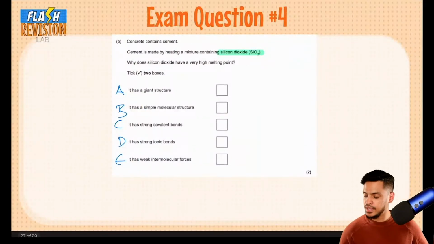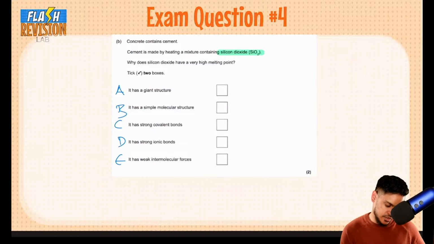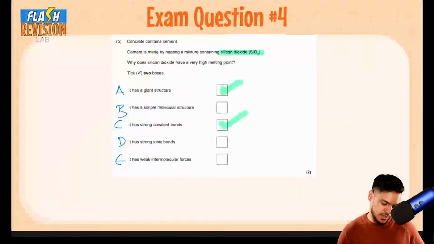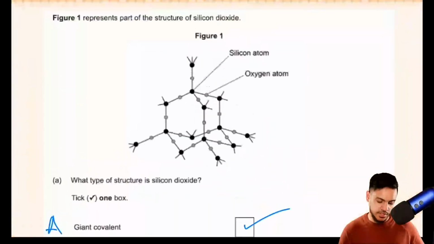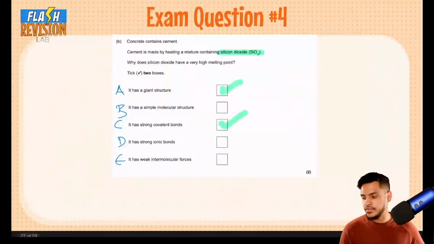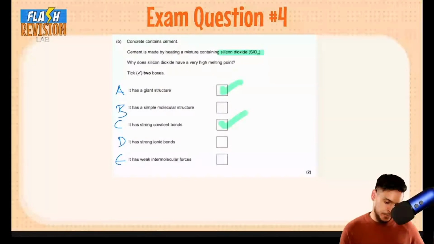People are saying C and A. It has a giant structure. It has strong covalent bonds. Okay, everyone's going with C and A. Yes, it's a giant structure. Has strong covalent bonds. Look at that. That's a giant structure. Every single atom is held together with a strong covalent bond. So it's going to take a lot of energy to break.